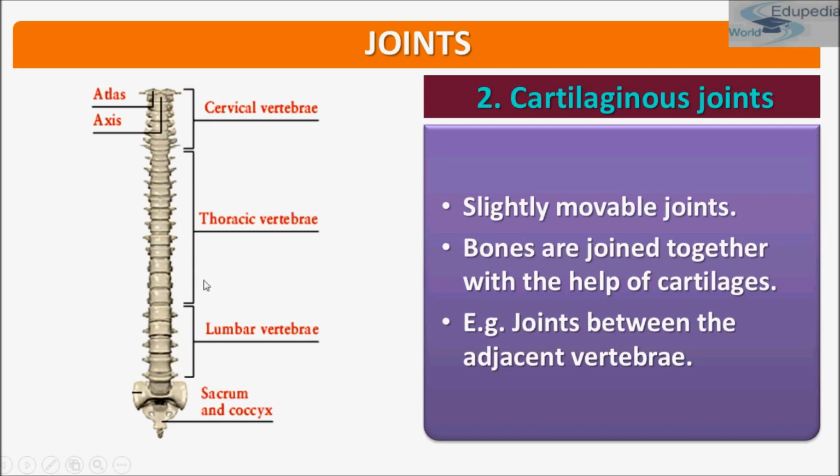Okay, so they are thoracic vertebrae, and lumbar are 1, 2, 3, 4, 5 in number. And then comes sacrum and coccyx. Sacrum, they fuse into one, okay, and coccyx is the tailbone.